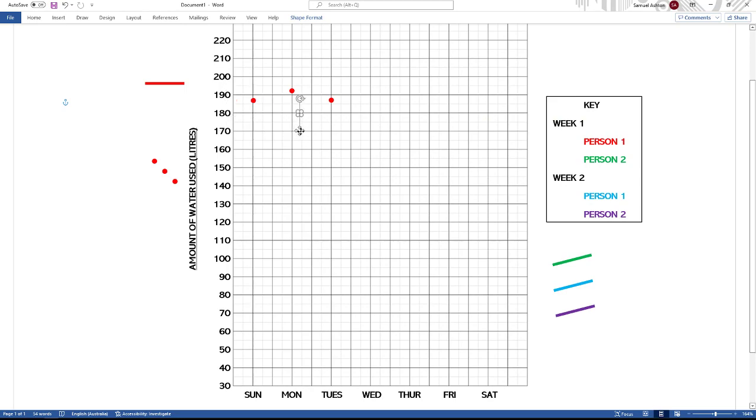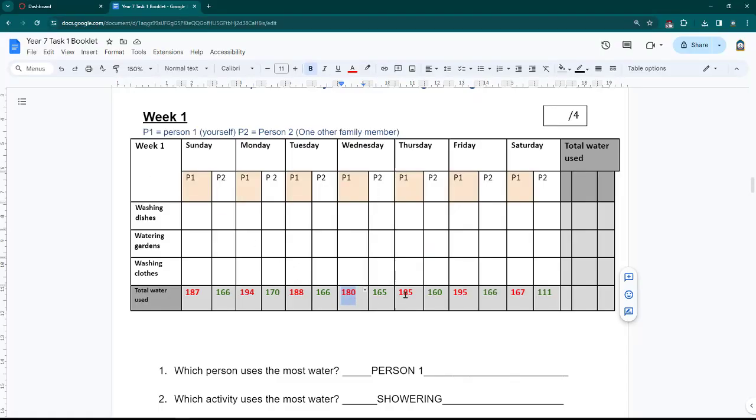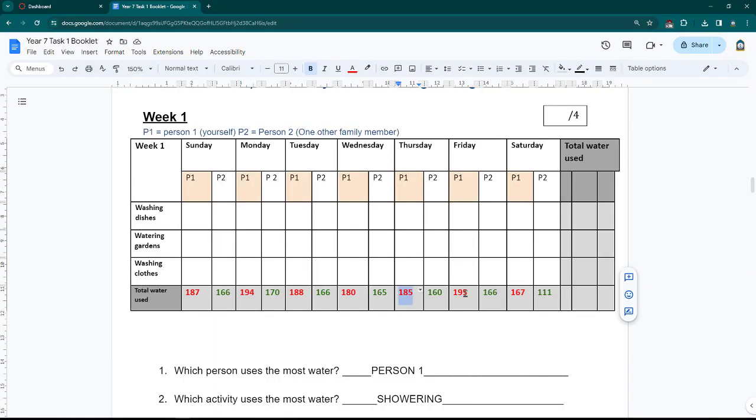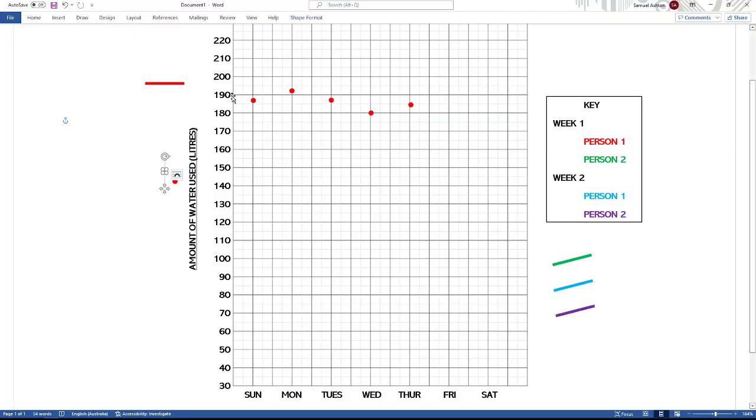So 180 is here. If you can see where all the 4 little dots are. 185. So 185 is just there. And 195, which is this line. So I should be putting it here. 195 for Friday. And then lastly, Saturday is 167, which is going to be way down here. So 167. So what I do is I always come up the side, find 167, and then just follow it across until I get into that line there.